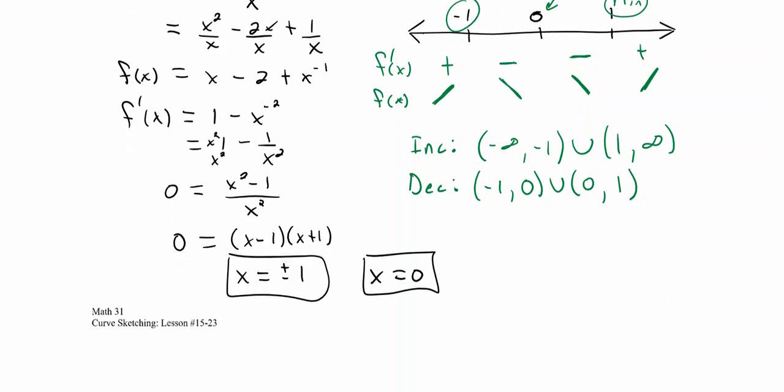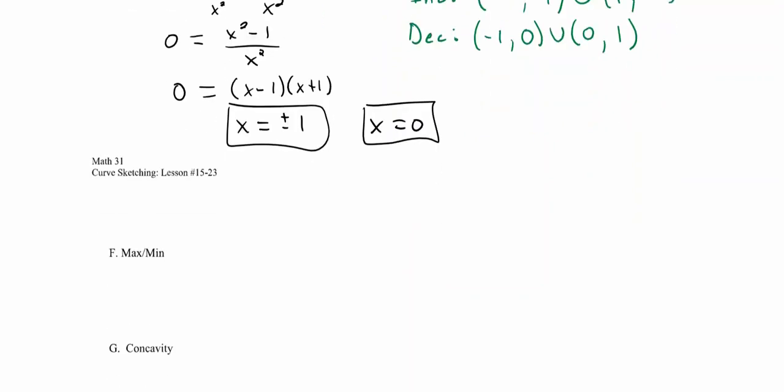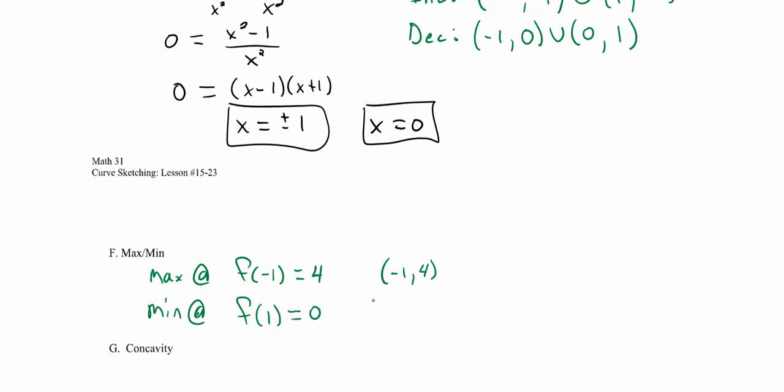So, all right. We're going to have a max at, and I'm going to put in f of -1, just the original function, which is equal to 4. So that point would be the point -1, 4. Okay, and you're going to have a min at f of 1, which is equal to 0. So at the point 1, 0. And these are, yeah, local mins, right?